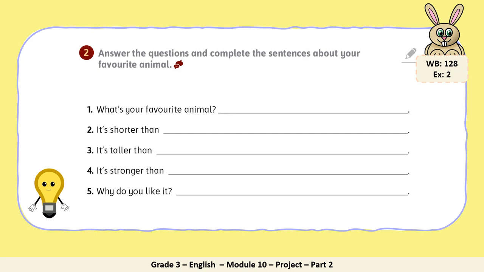Number 2. It's shorter than. Number 3. It's taller than. Number 4. It's stronger than. Number 5. Why do you like it?